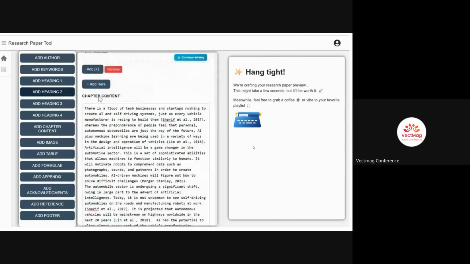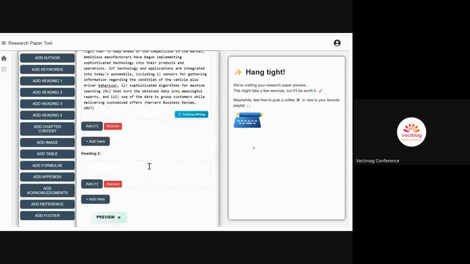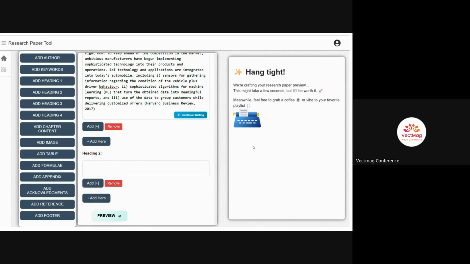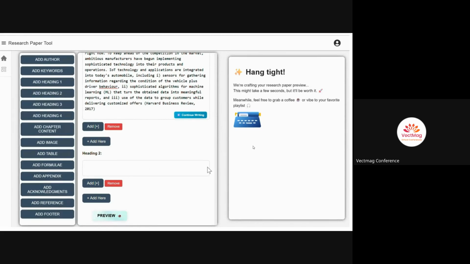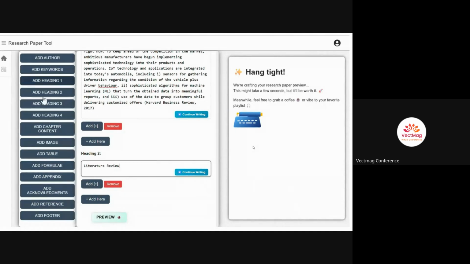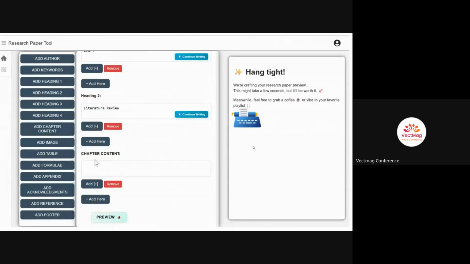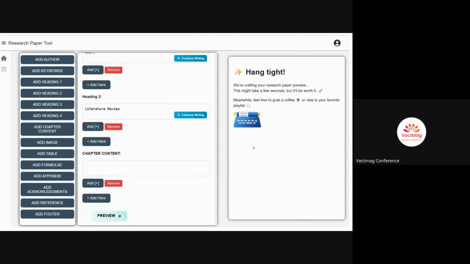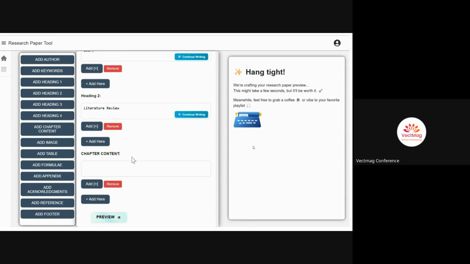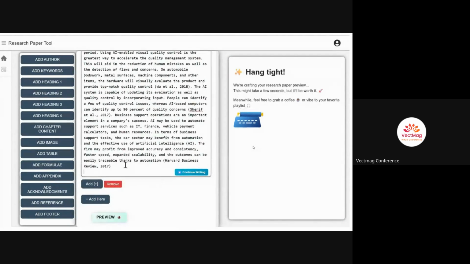To add another section under your document, simply click the Heading 2 button in the button container. A new heading field will appear in the form container. Here, enter the title or subsection name that falls under your main heading. Once that's added, click the Chapter Content button again. This will generate a new content field just below Heading 2. Now you're ready to type the content related to the specific subsection.